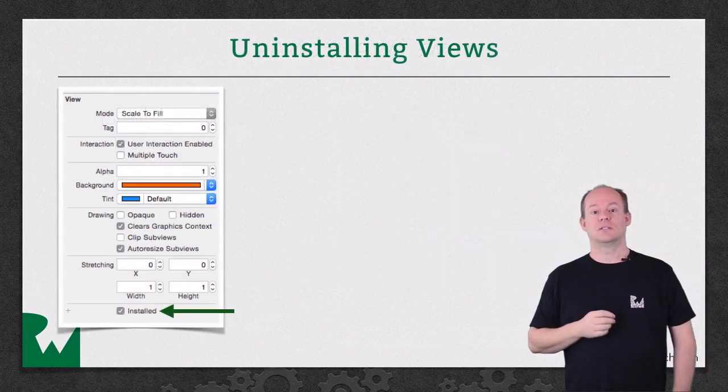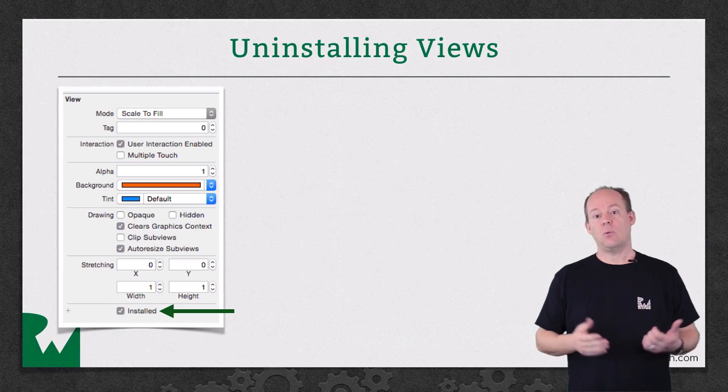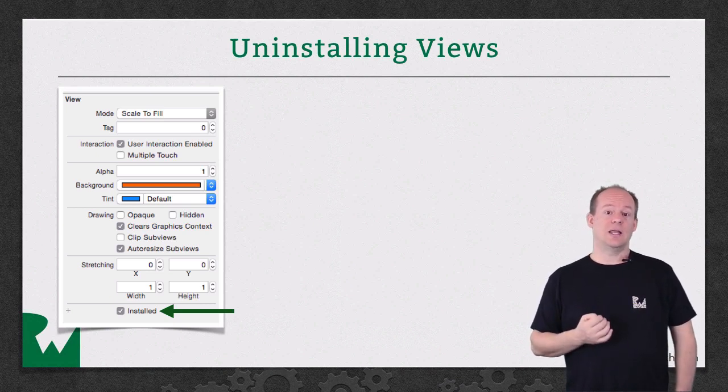When you're uninstalling constraints, you can just select it in the size inspector and press delete, and that will uninstall it for that size class. But with a view, if you select it and press delete, that will actually remove it from the storyboard entirely. You saw in the challenge for tutorial 1 how to use the installed checkbox, but a handy shortcut is to press Command Delete, and that will uninstall the view for the current size class only.